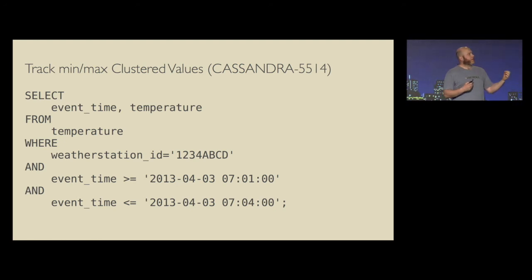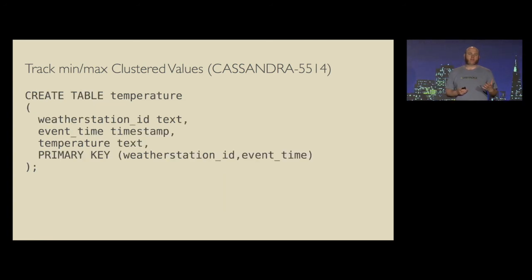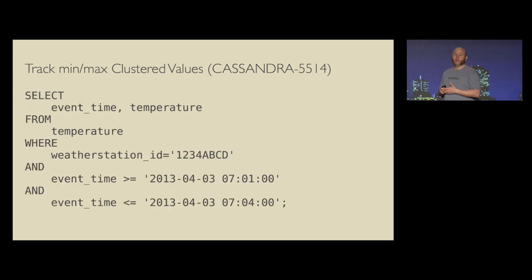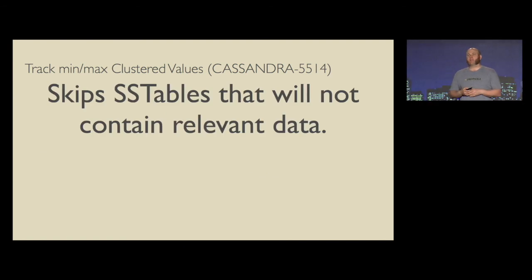We now track the event time column values. These are clustering keys. Remember, weather station is the partition key, event time is the clustering key. We track the min and max values of those per SSTable. And when we process a query like this, it allows us to skip whole SSTables because we know that they are not going to contain any values that are within the range that you specified. And so if you've got time series data and you're running with this, it'll be a lot faster.